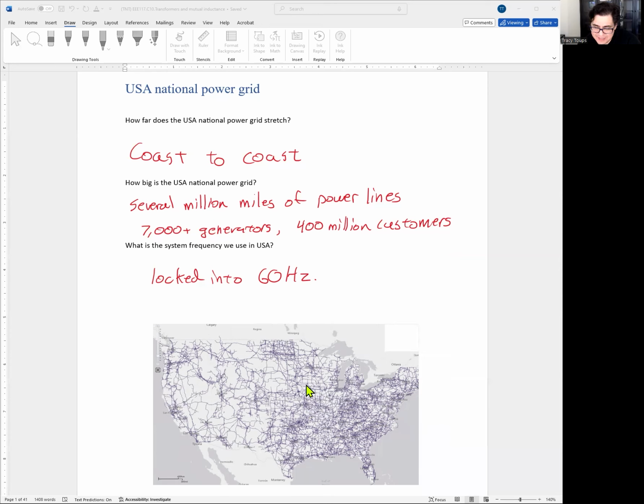If you just look at the density on the west side, that's a lot of wire, and it will eventually add up to millions of miles of power lines. We have well over 7,000 generators sprinkled all over the United States, and 400 million customers from East Coast to West Coast. Honestly, a lot of it is on the East Coast.